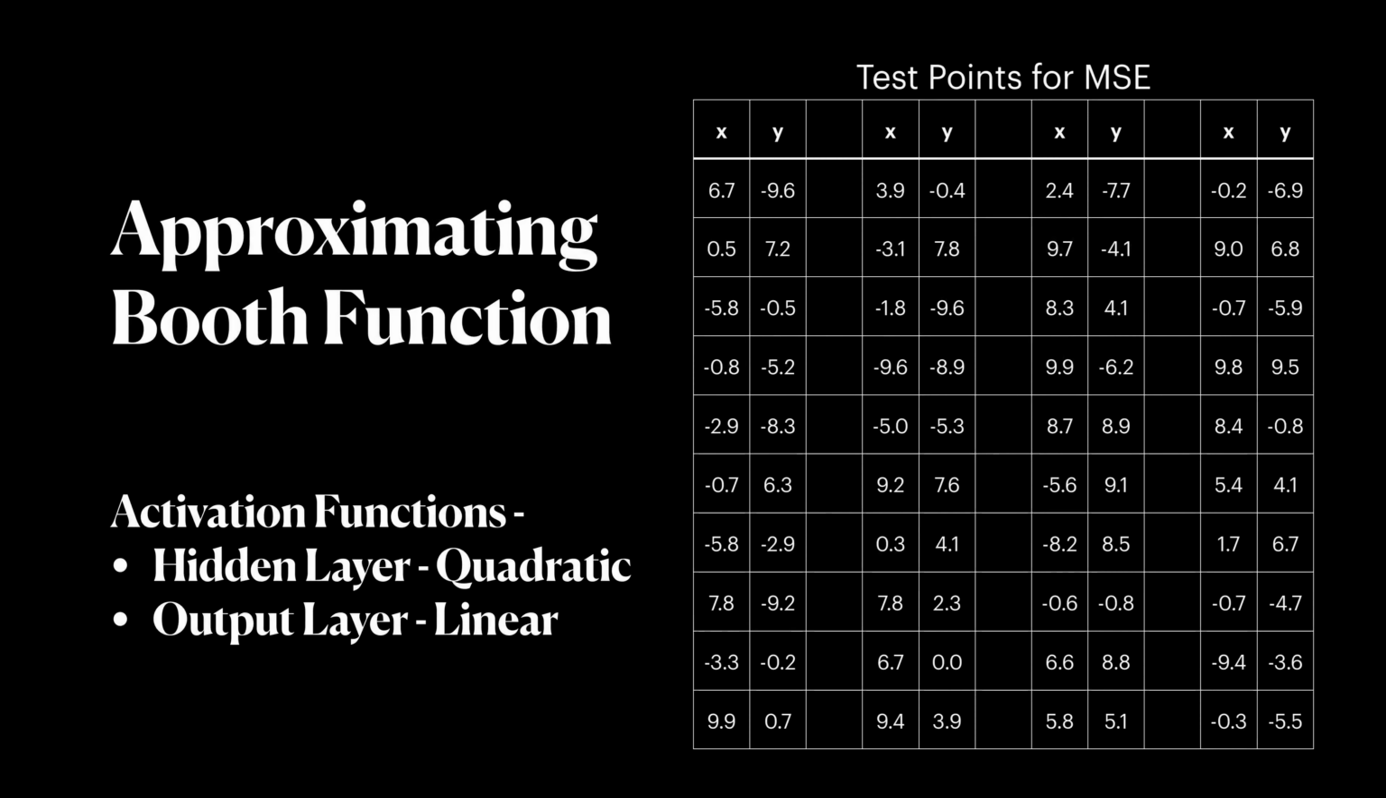For training the neural network to approximate the Booth function, we have used quadratic activation function for the hidden layer and linear activation function in the final layer. On the right are 40 points taken from the domain of Booth function which were used to calculate the mean square error to test the accuracy of the trained model.